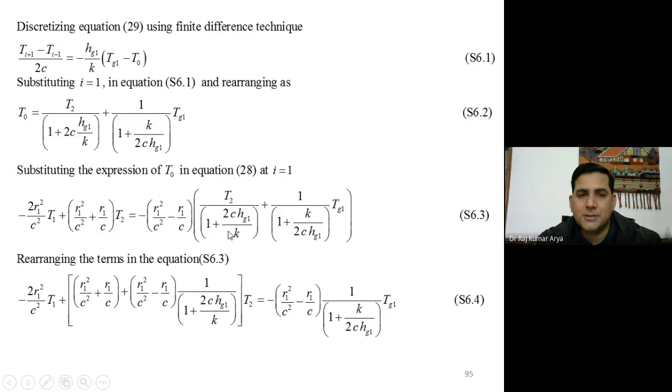Here it is wrong actually. This T2 should also move to this side because it is here. So the only thing is that it needs to be arranged in this particular format. So finally this is the arranged one. Everything here is known to you. So this is now your new boundary condition.